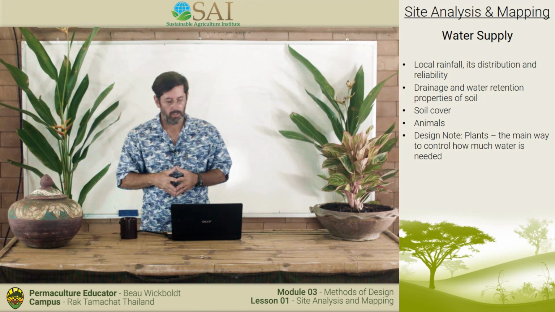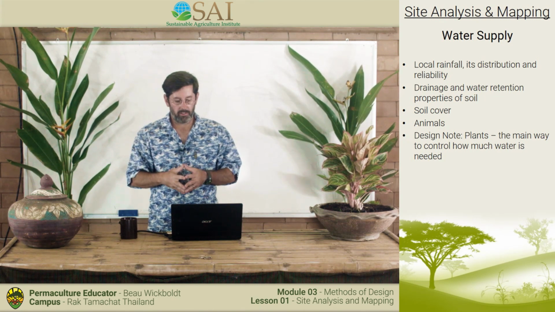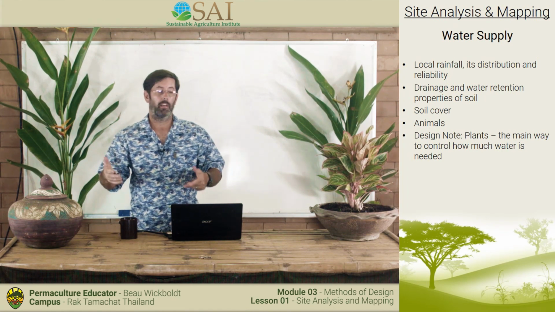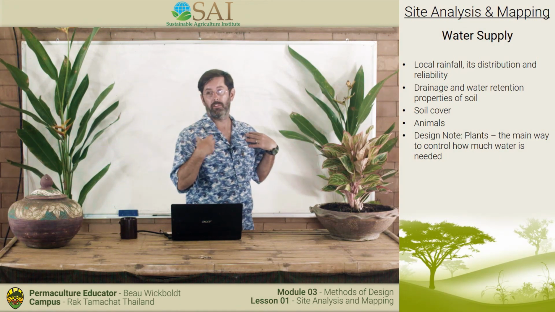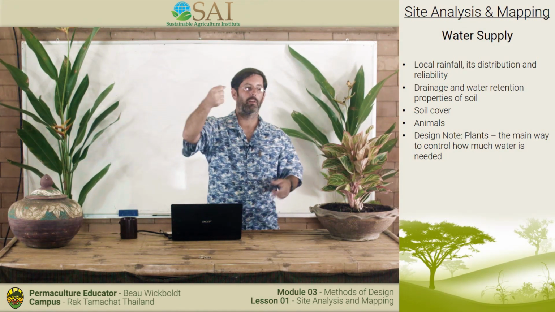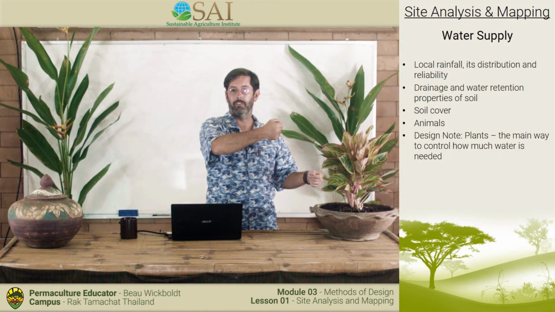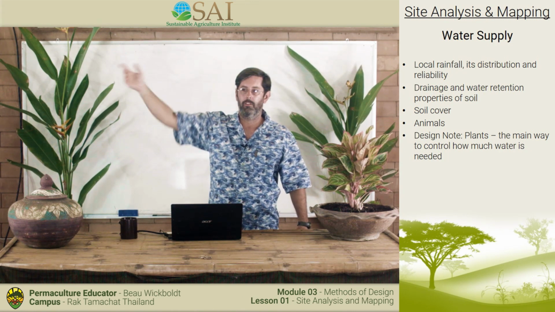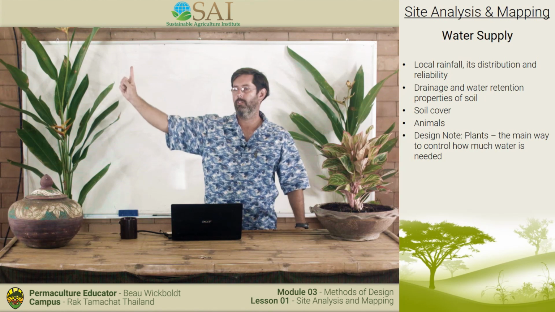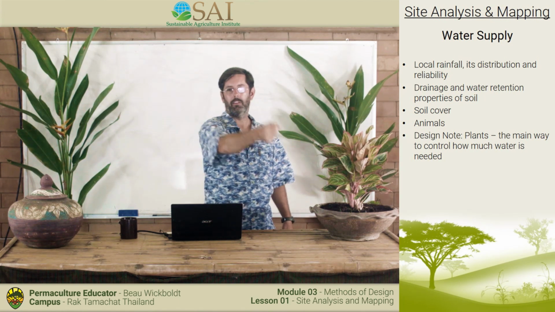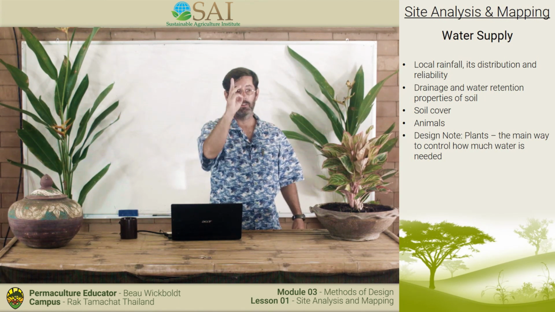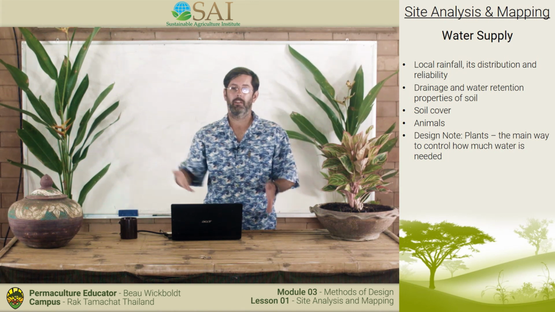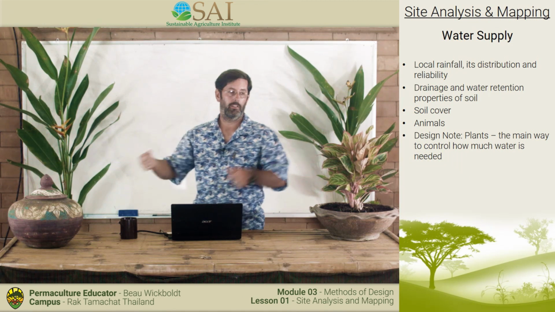Design note: plants are the main way to control how much water is needed, because I can get plants like succulents, or like the Napier we saw today. It collects the water in the rainy season and stores the water in the biomass for the dry season. So that water is standing in the field. When I cut it and feed it, the cow gets water and food. It's stored in the mass. It's a very appropriate plant in a dry land condition like this because it can store that.